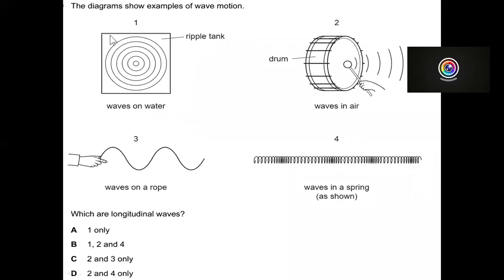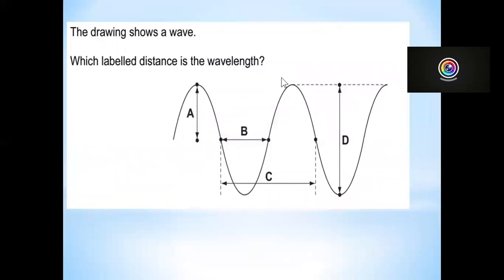The diagram shows examples of waves. Which are longitudinal waves? Attempt this question and then send me the answer. The drawing shows a wave. Which labeled distance is the wavelength? Attempt that question and also send me the answer.